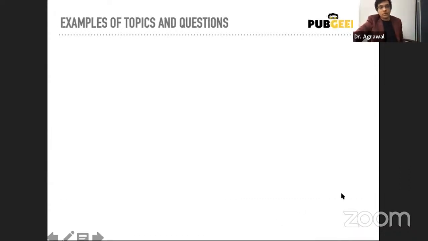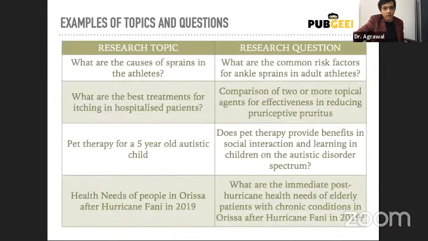Yeah. So here are some examples of topics and questions. What are the causes of sprains in athletes? Right, that's a research topic. I want to identify sprains in athletes, but I have to add certain specific questions to it. So I will ask, what are the common risk factors for ankle sprains in adult athletes? So I've identified what, and I've identified who, right? So this would be of potential interest to someone.